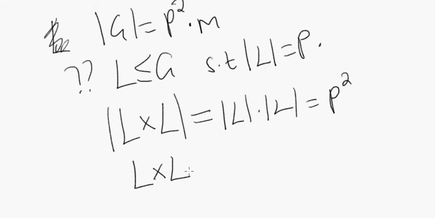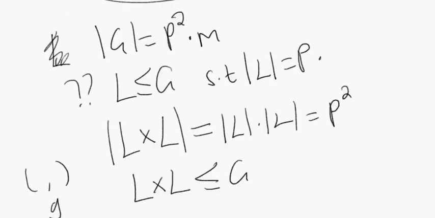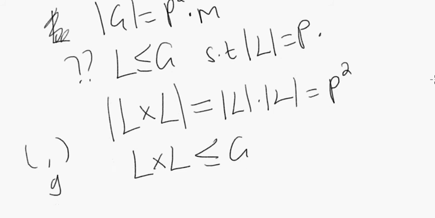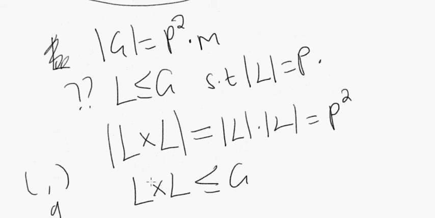Is L cross L a subgroup of G? Well, if L cross L is a bunch of ordered pairs, how can it be a subgroup of G? They don't even seem to be the same type of object. L cross L consists of ordered pairs, and G is just some elements. Even if G were a bunch of ordered pairs, every element of L cross L is an ordered pair of elements of G. So L cross L fundamentally appears to be a different type of object than G.